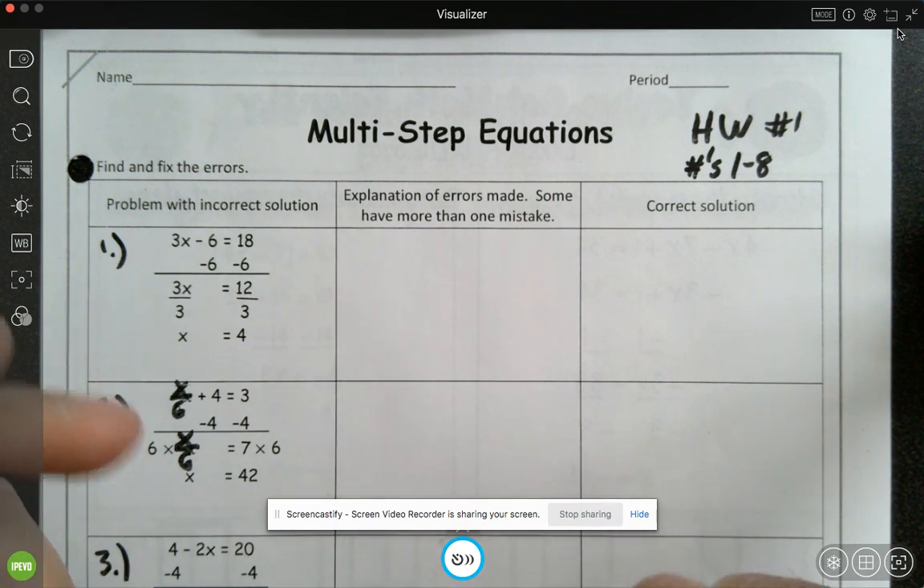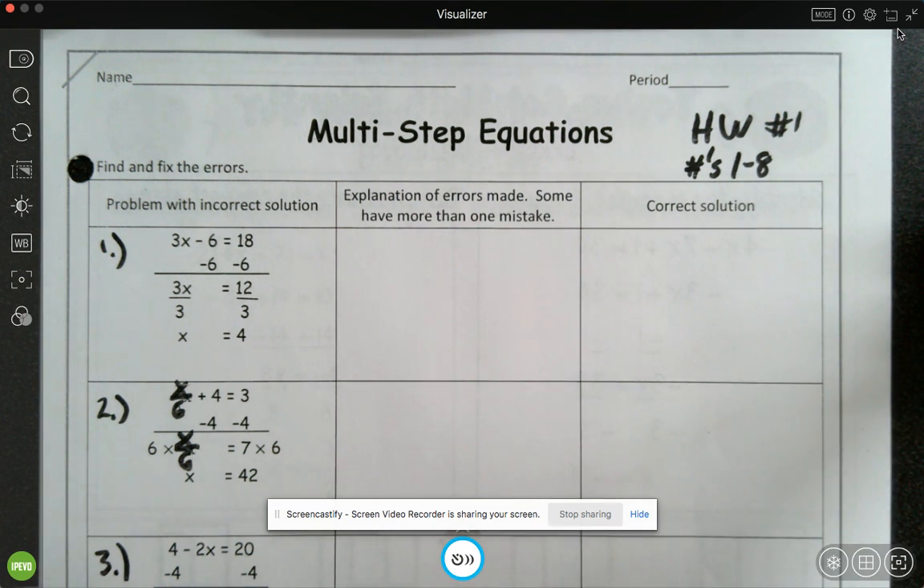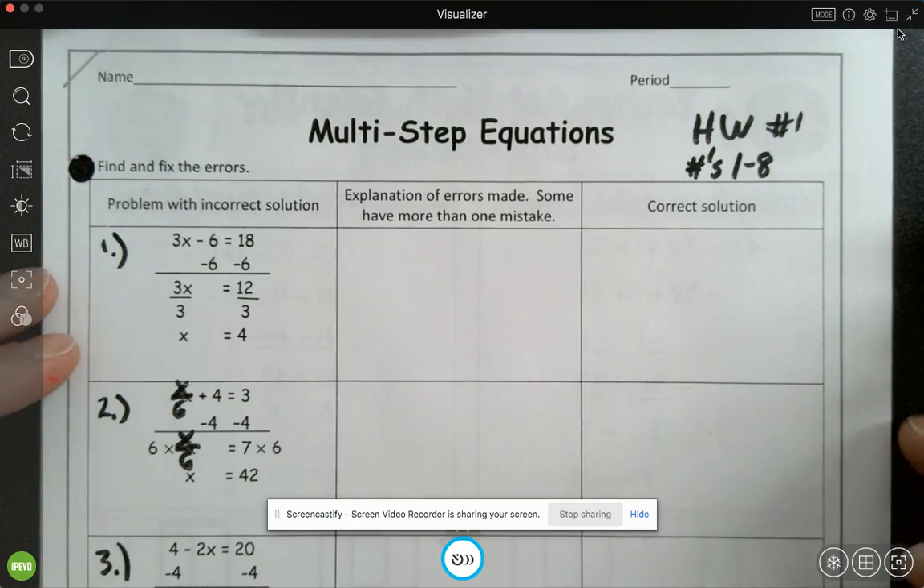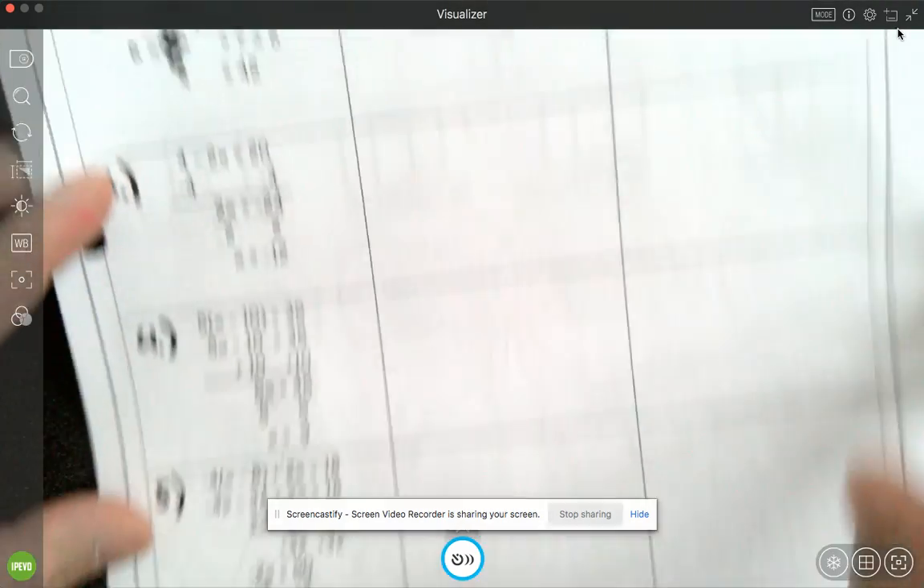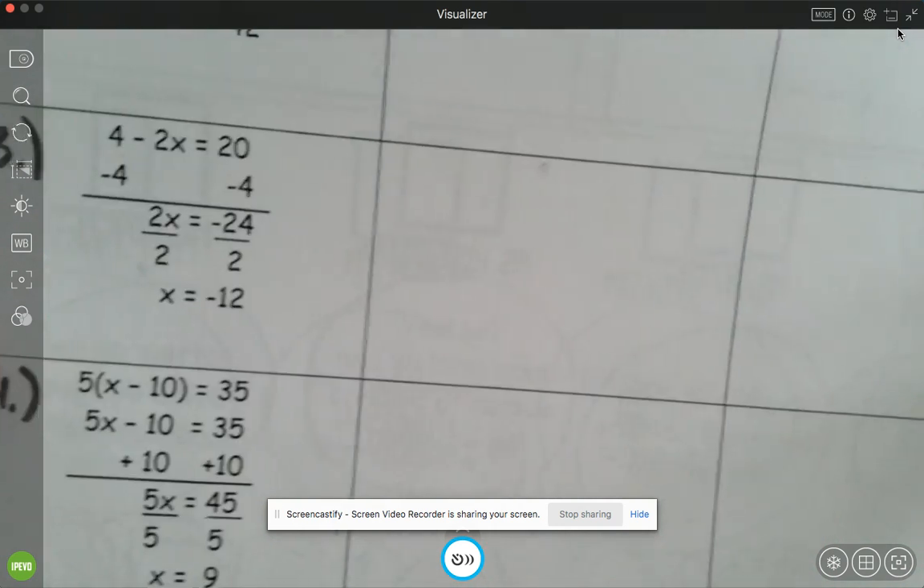Most of it, the first 2 homeworks are fixing mistakes and then doing the correct solution. And then the last one's variables on both sides. So I'm going to do at least one question per page to get you understanding what you should be doing. And so here goes. Let's do number 3.